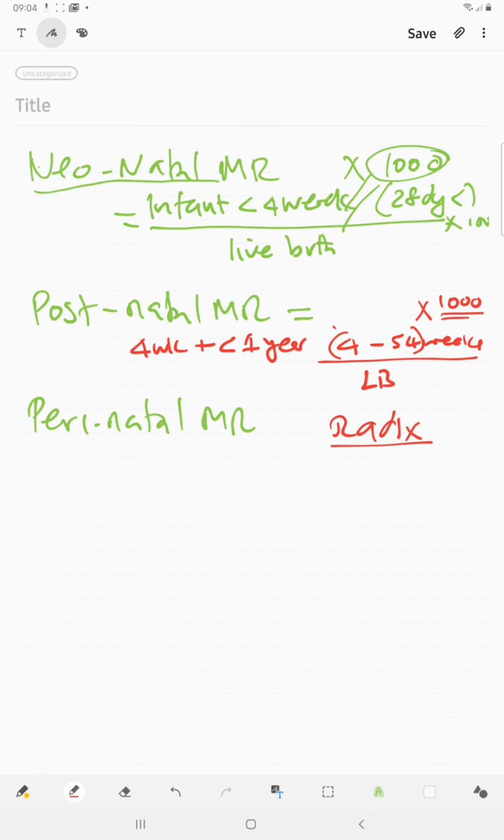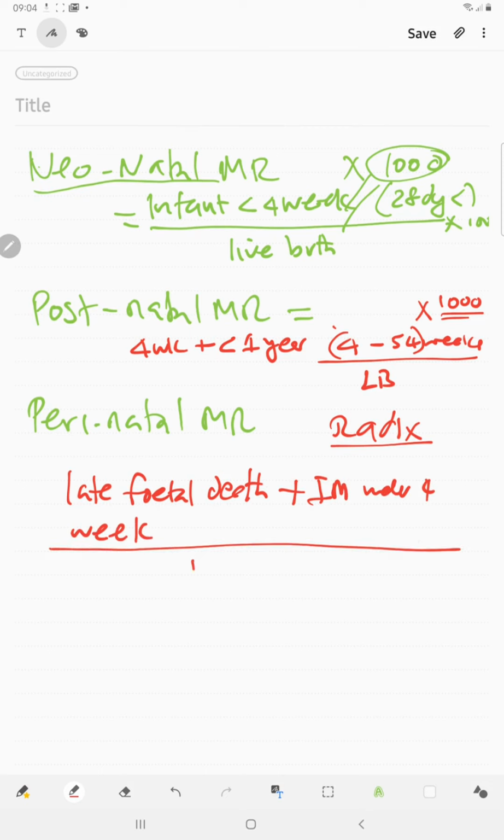And then perinatal mortality. Perinatal, peri means around that particular natal period. So you look at the late fetal deaths plus infant mortality under 4 weeks, divided by live births, multiplied by 1,000. So this one is referred to as the perinatal. We call them calendar mortality rates because they all refer to time. I want you to understand properly.